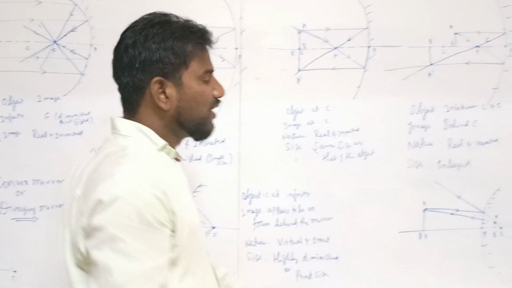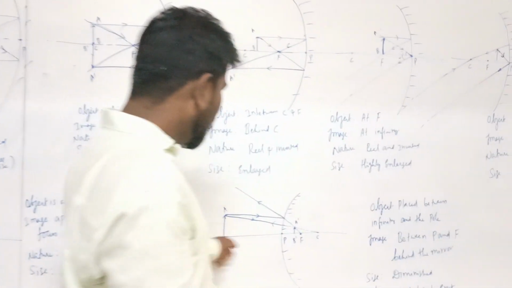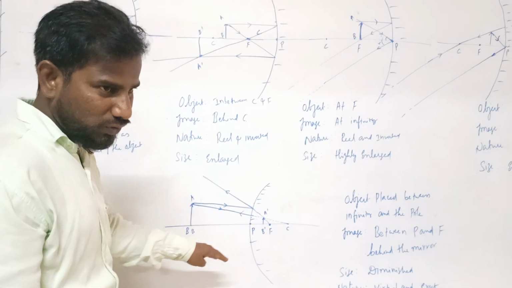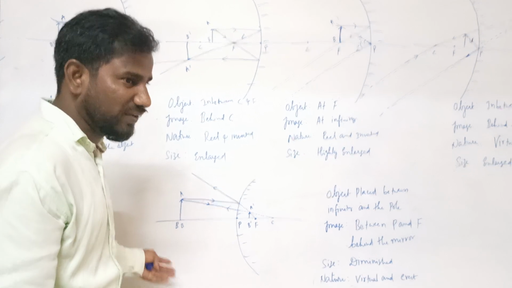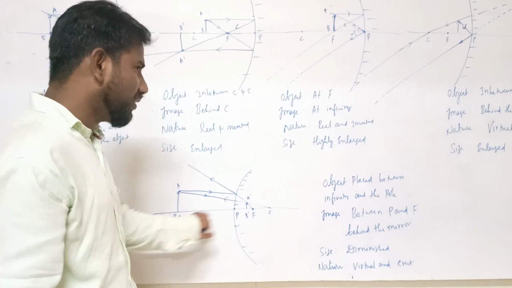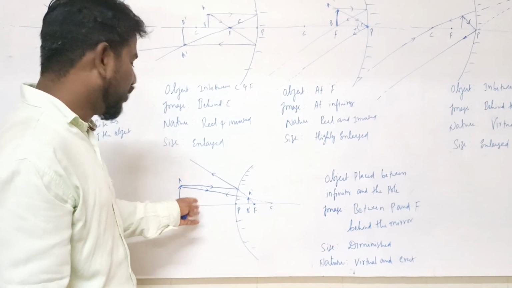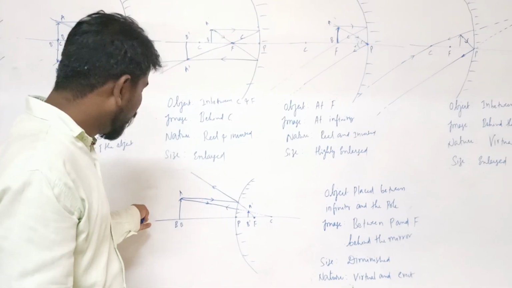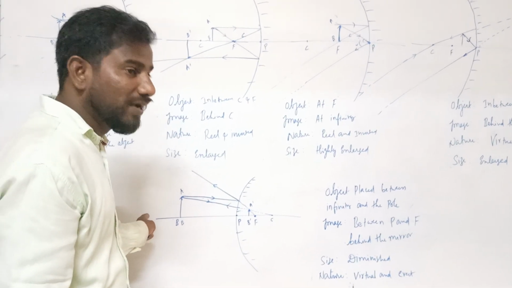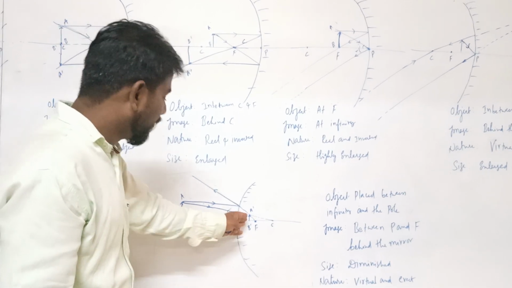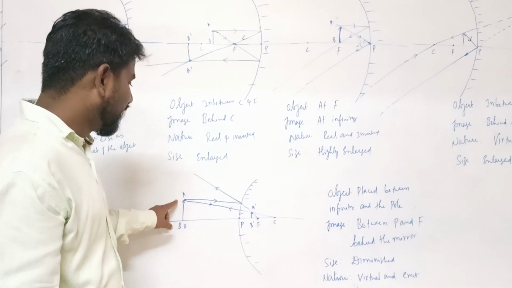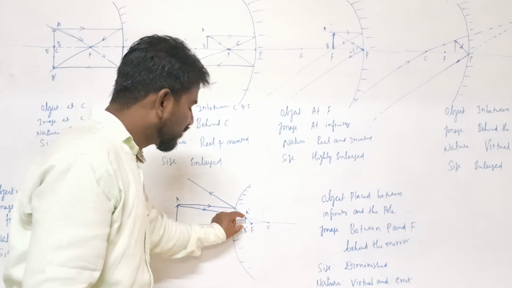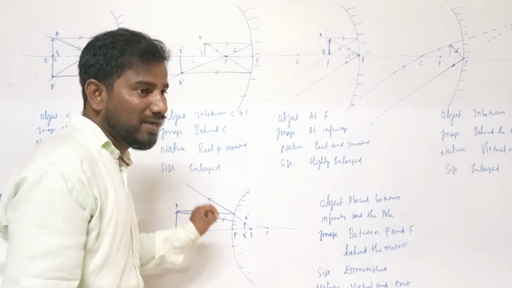Next case, when we keep an object in between infinity and the pole. Infinity to the pole means we can keep it anywhere, on the center of curvature or behind the center of curvature. So we can measure this distance. When the object is kept in between infinity and the pole, the image formation takes place behind the mirror, which is of small size, virtual and erect.